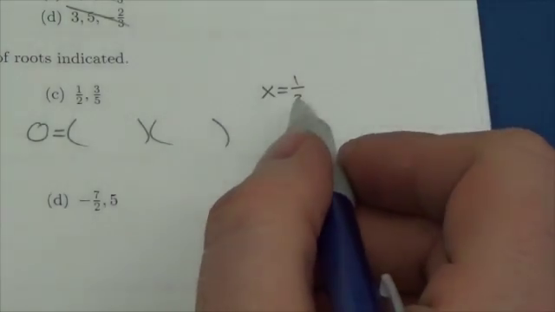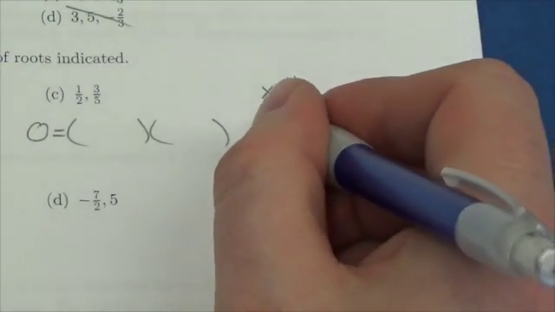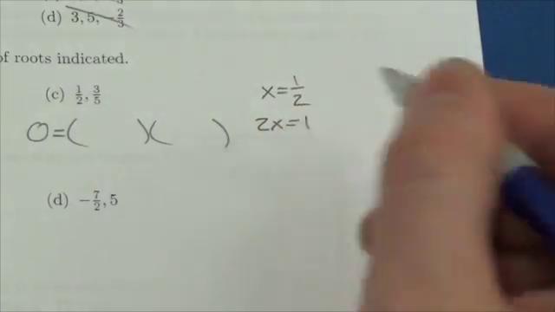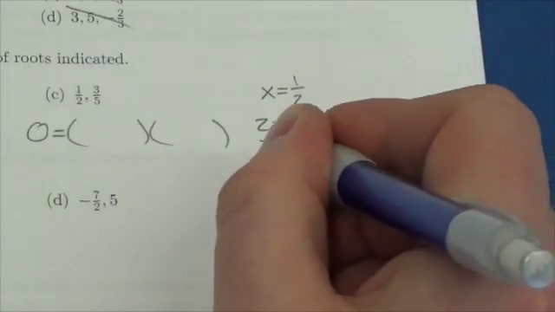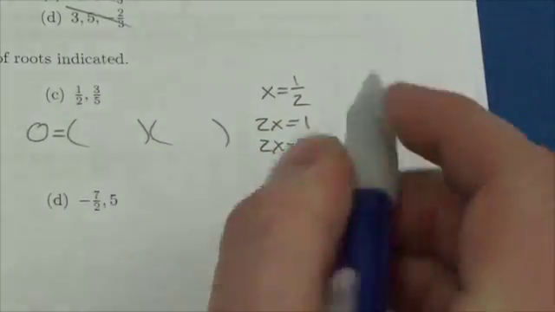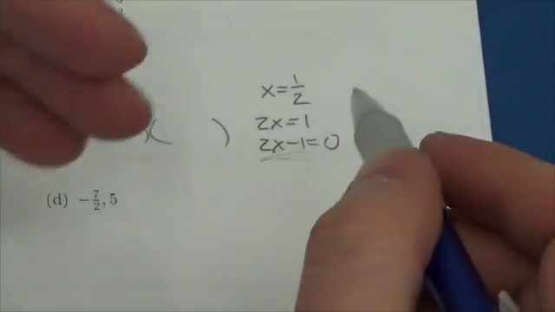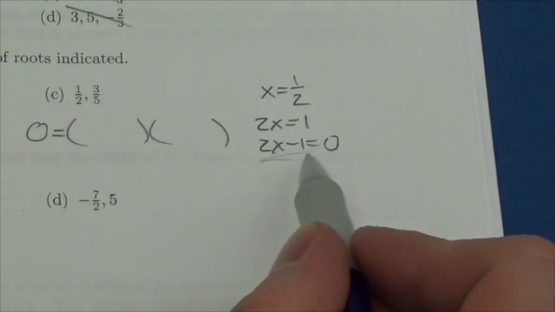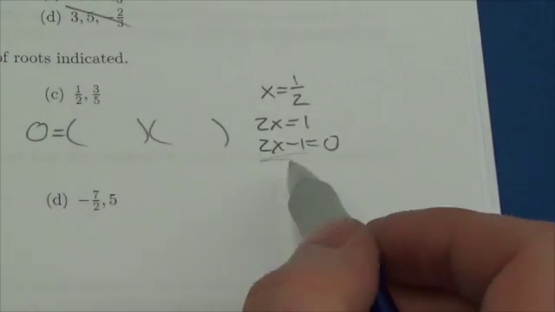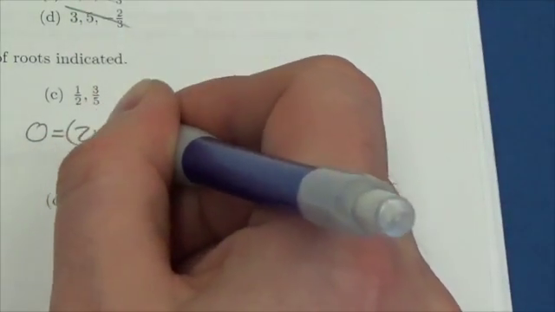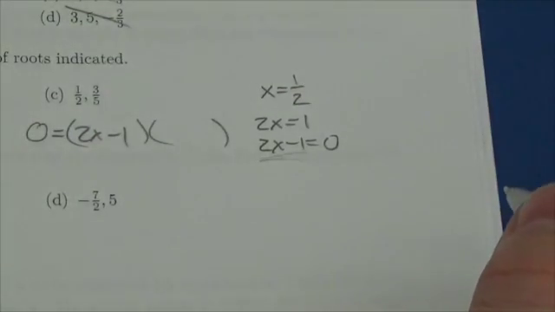And if x is equal to 1/2, I can multiply up by the 2 to get 2x equals 1, and then bring that 1 over to get 2x minus 1 equals 0. That is a possible factor. Because remember, when I factor an equation, eventually I take the little pieces and set them equal to 0. Here, I'm just going backwards. So that's one possible factor there, 2x minus 1.